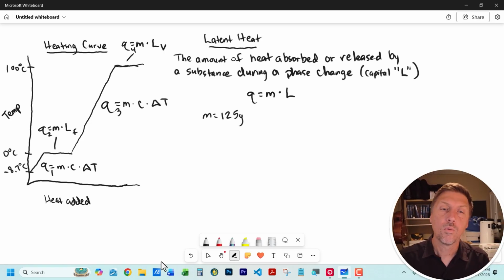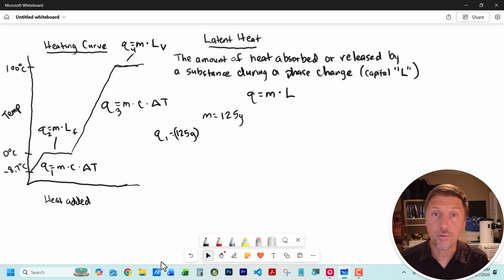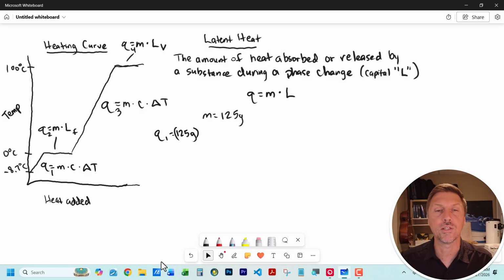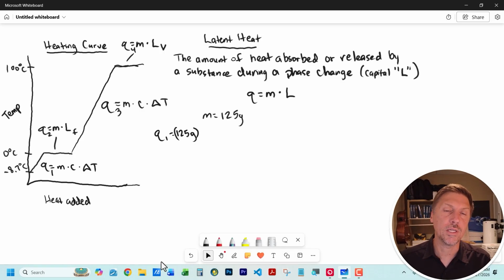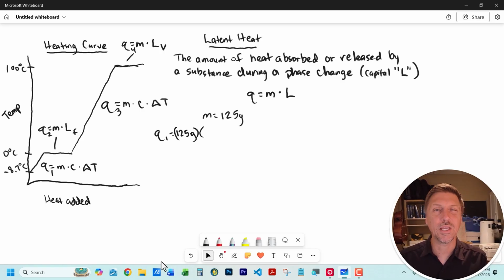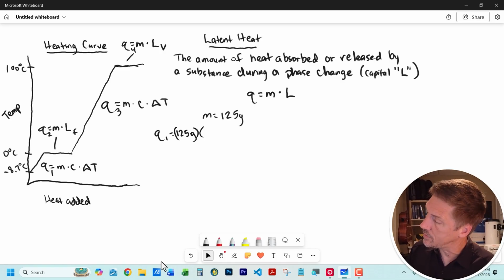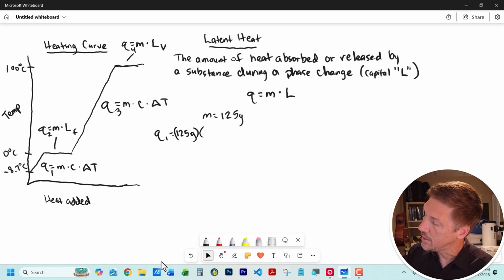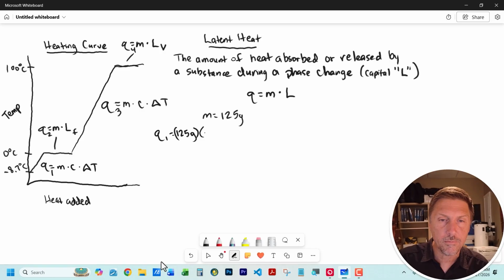So what is Q1? Well, Q1 is going to be the mass, 125 grams, right? The mass, by the way, is going to be the same throughout. We're not losing any mass as this thing is changing phases. So we're going to have the same m value each time. For c, we need to know what the specific heat capacity is of solid water, right? We memorized the specific heat capacity of liquid water, but we don't know the specific heat capacity of solid water without looking it up, or it needs to be given to us in the problem. And sure enough, in the problem, they tell us that c for ice, for solid water, is 2.093. So we're going to write that down there.